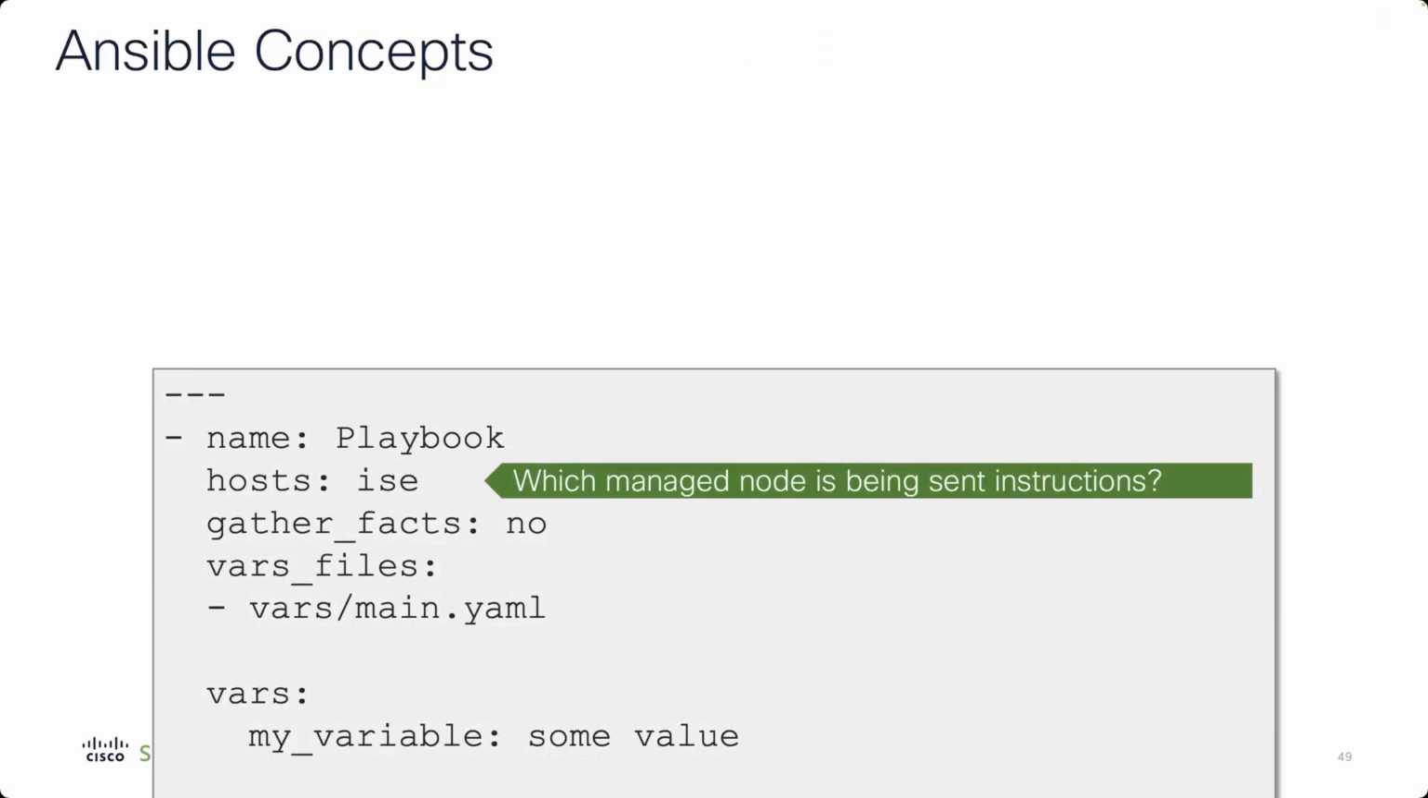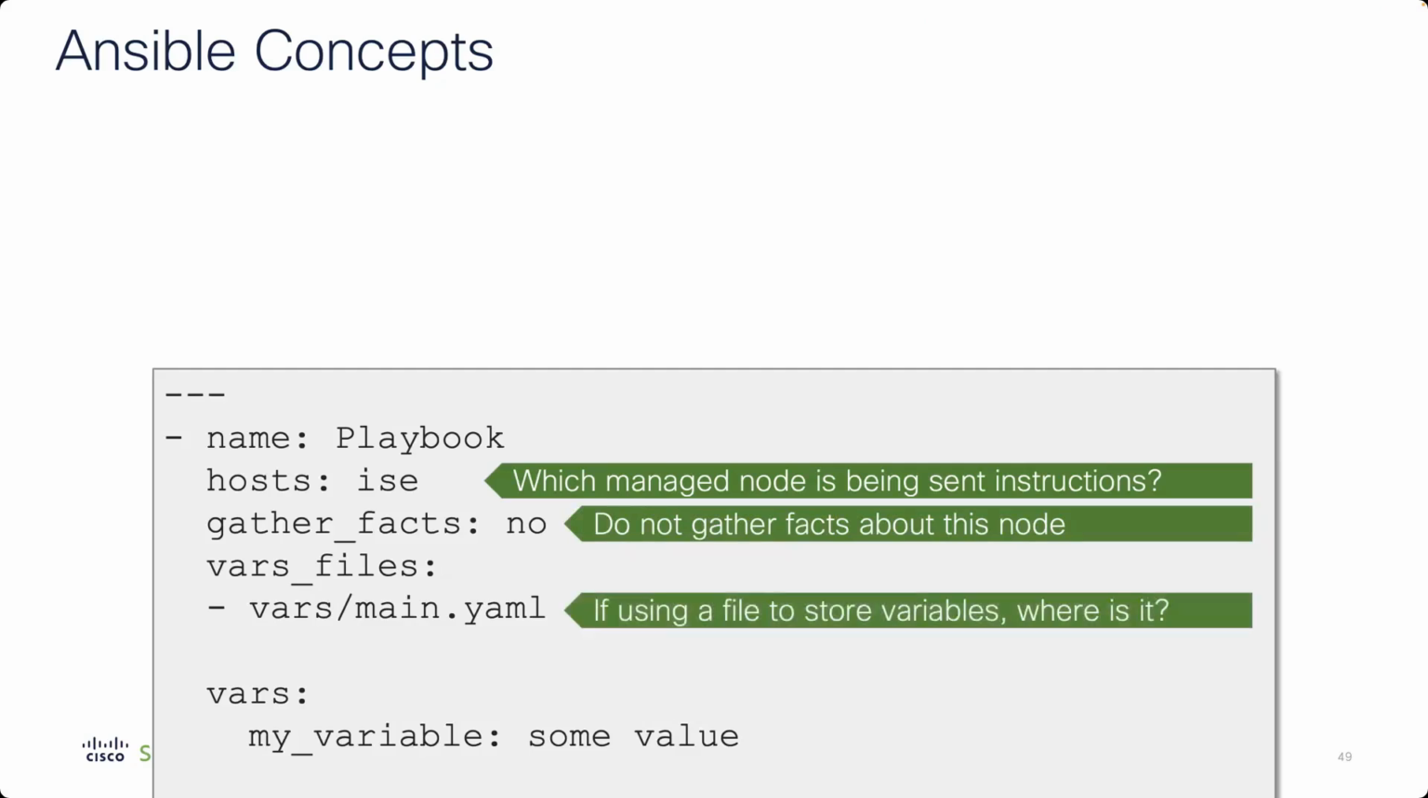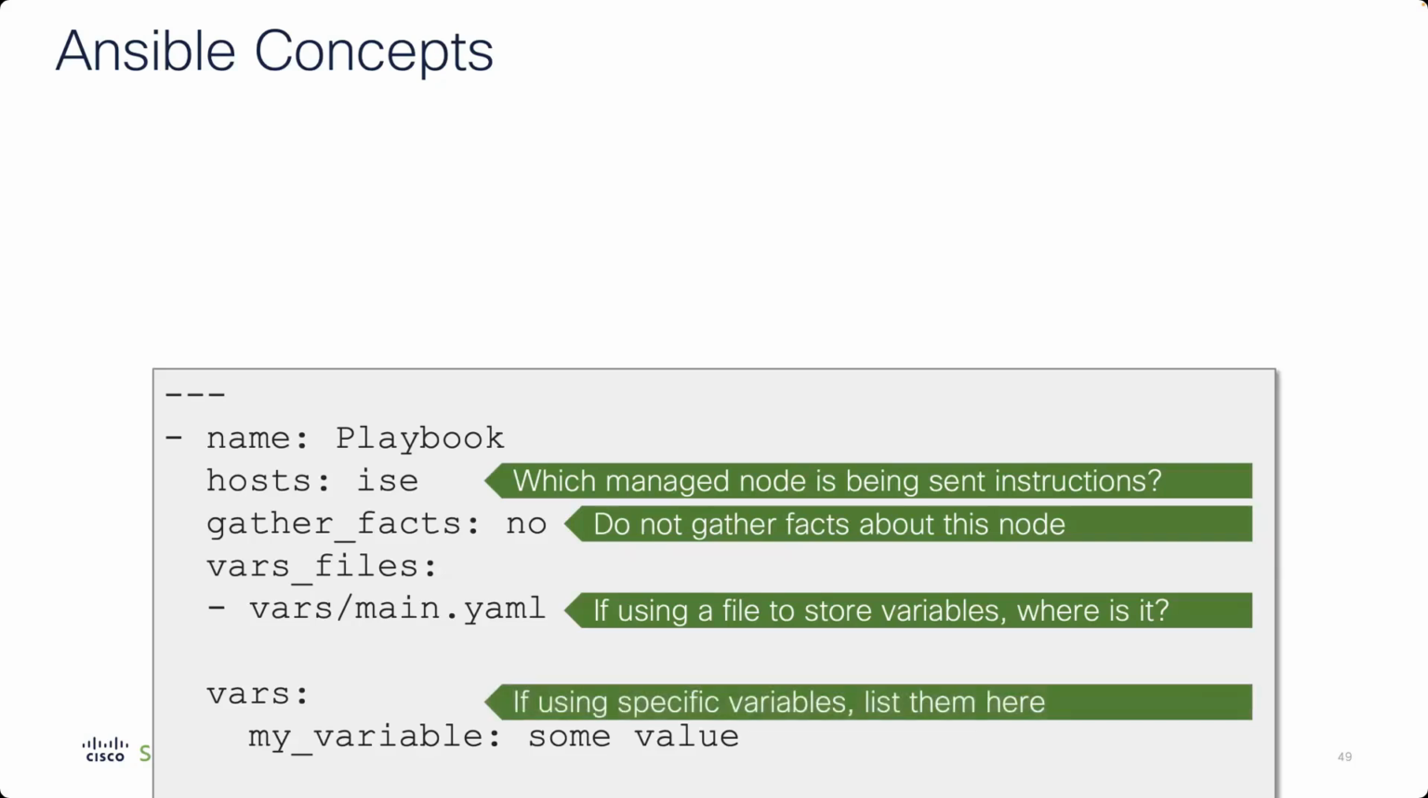And the play defines which managed node is being sent instructions, and whether you want to gather facts or not. Gather facts gathers everything that it can about this node, whether it exists or not, right? So it's going to spend a lot of time trying to gather these facts, whether you need them or not. So I default to no, because I don't need to know all of the facts about every host that I'm trying to do a playbook for. If you're using variables for Ansible, then you can store those in a file for just that reason. This is where you tell Ansible where that file is. If you're doing specific variables just for this play, then you can define that variable here.